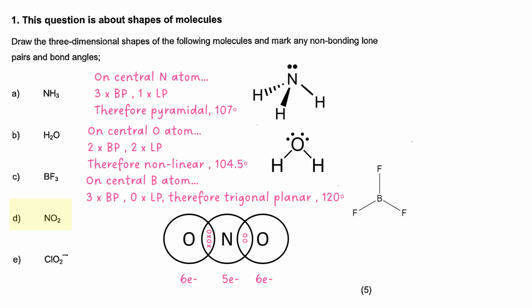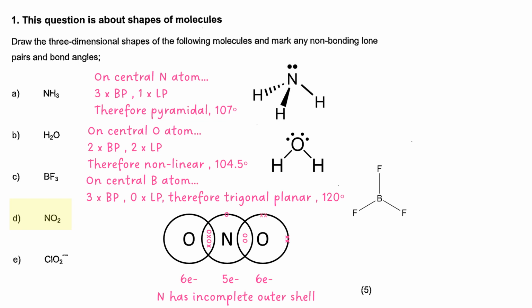So it's commonly drawn with a dative covalent bond between the nitrogen and an oxygen, and a double bond between the nitrogen and the other oxygen, and then the remaining nitrogen electron gets put at the top there. So it's just here as an unpaired single electron. So that means nitrogen has an incomplete outer shell. You can see if you count it up, it's got 7 electrons in its outer shell.